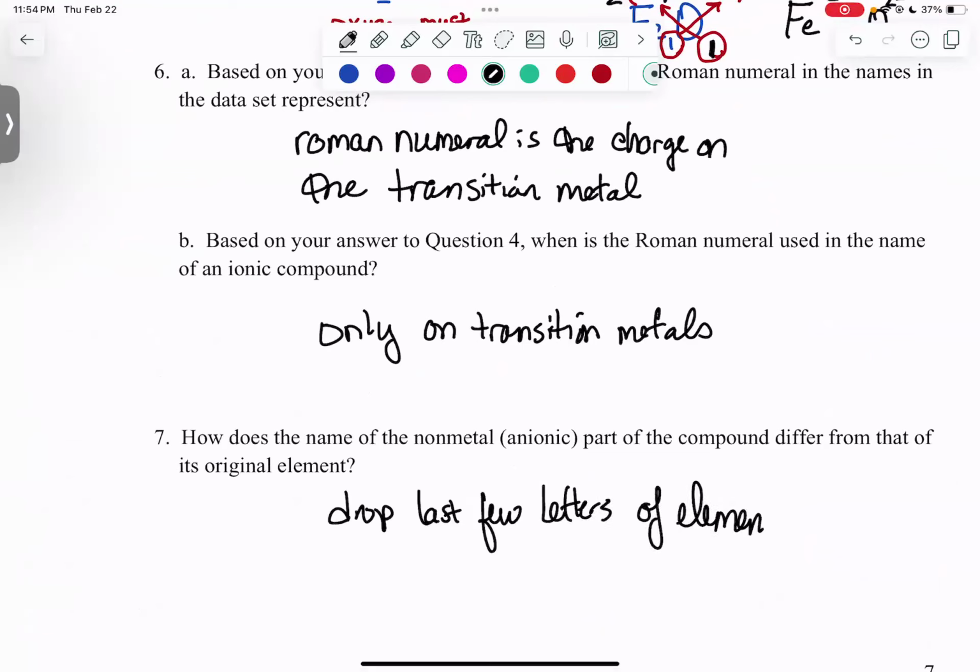element name and add IDE. And that gives me the name of my anion.